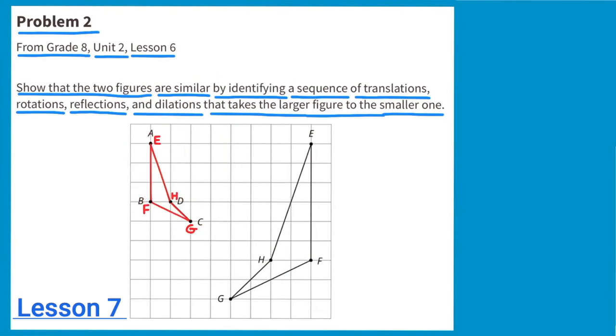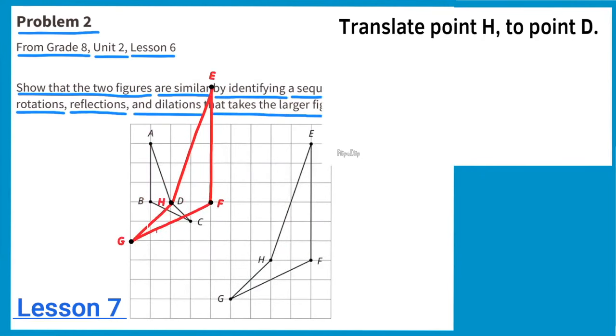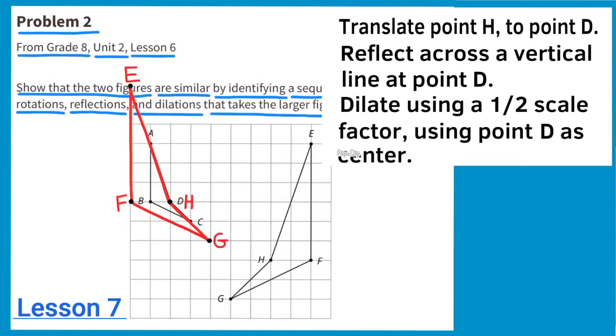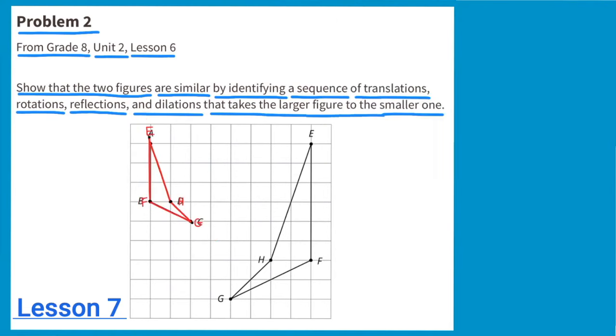First, translate point H to point D. Second, reflect across a vertical line at point D, and last, dilate using a half-scale factor using point D as center.